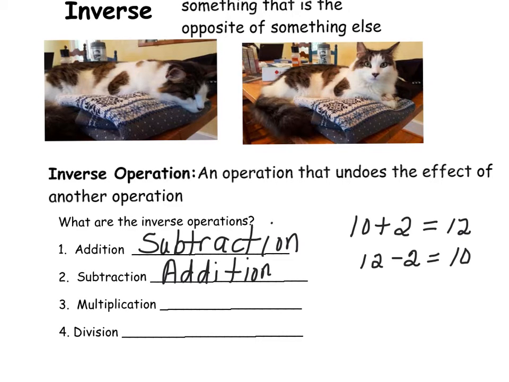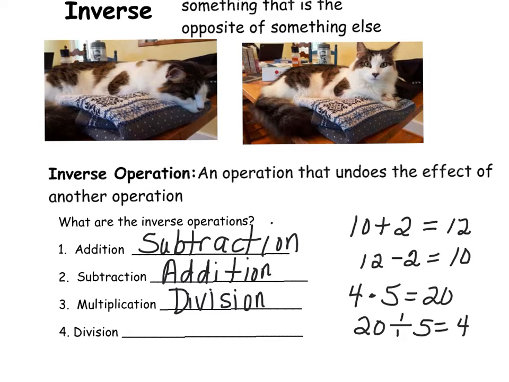The inverse of multiplication is division. So if I multiply 4 times 5 to get 20, then I wanted to start with 20, what would I do to get back to 4? I would divide by 5 to get 4. So multiplication and division are inverse operations. The inverse of division is multiplication. Now we're going to take this and apply it to solving equations.